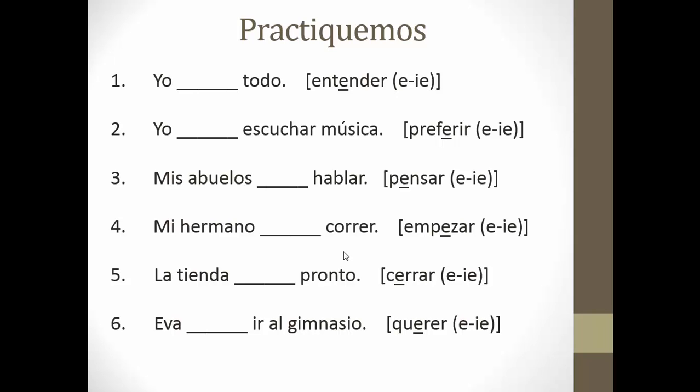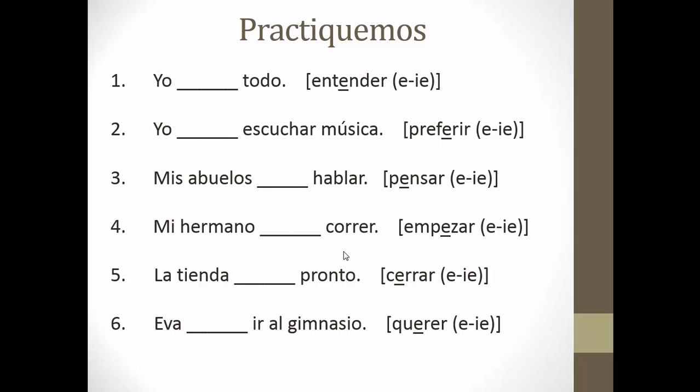Número tres, we want to say my grandparents plan to speak. So we want to stem change the E and make sure we have an AR verb ending for they. So mis abuelos piensan hablar. Cuatro, we want to say my brother starts or begins to run. We need to stem change the E that's underlined, and we need to make sure the ending matches the he form. So mi hermano empieza a correr.